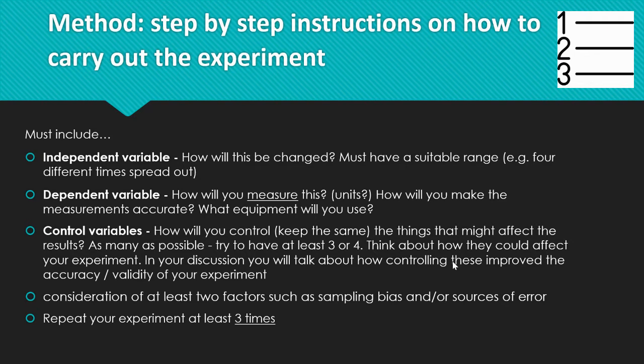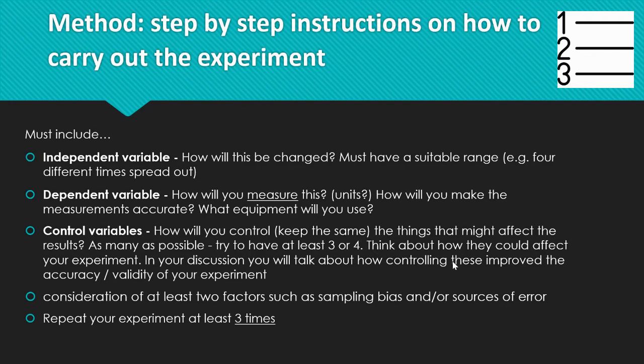So the dependent variable is the thing you're going to measure. How are you going to measure it? What equipment are you going to use? How are you going to make sure that the measurements are really accurate? And what are you going to keep the same? What are the control variables? What are the things that might affect the results?